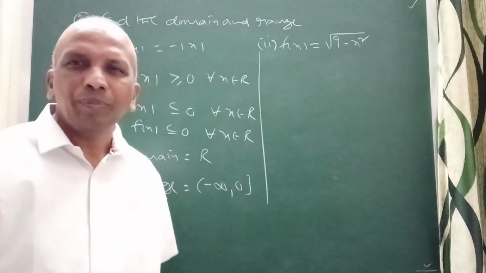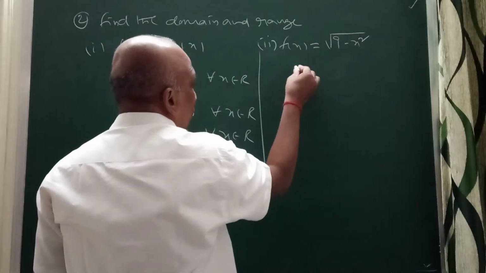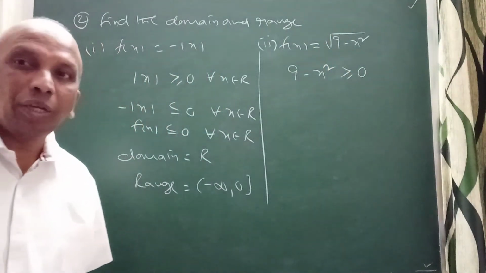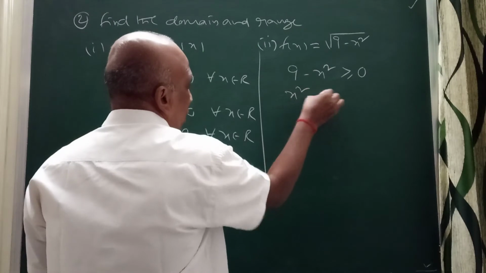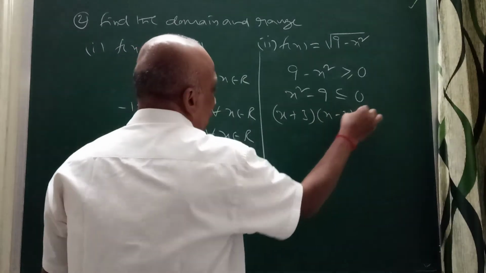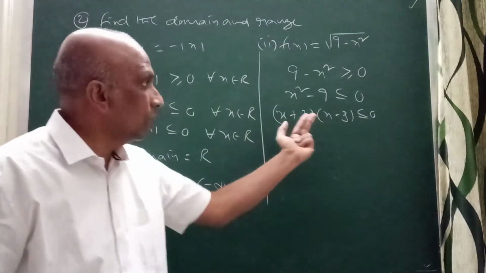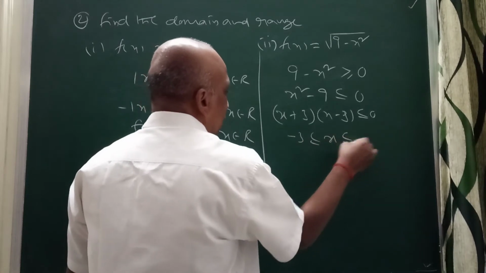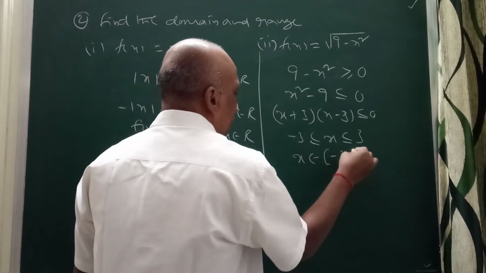Coming to this problem, this is a positive square root. So we can define this function when 9 minus x square is greater than or equal to 0. If you multiply with the negative, x square minus 9 is less than or equal to 0. So x plus 3 into x minus 3 is less than or equal to 0. Whenever the product of linear factors is less than or equal to 0, x lies between minus 3 and 3. From this I can conclude minus 3 is less than or equal to x, less than or equal to 3. That means x belongs to the closed interval minus 3 comma 3.